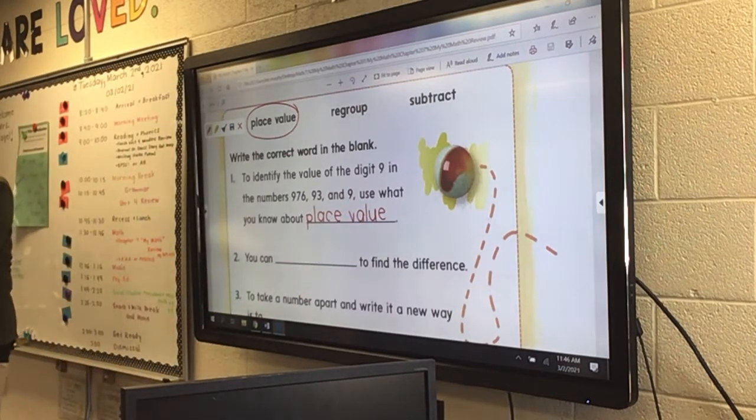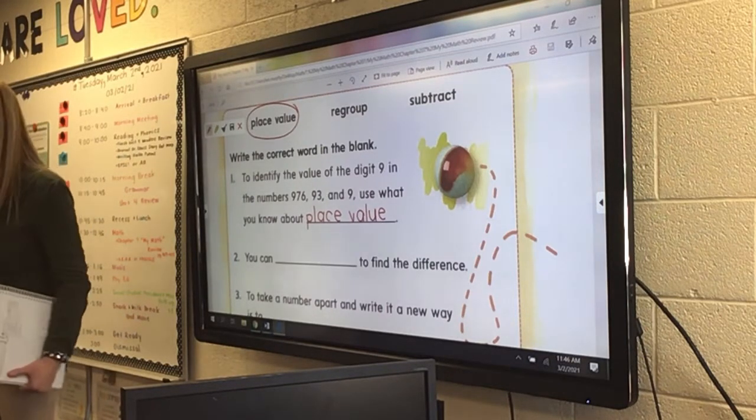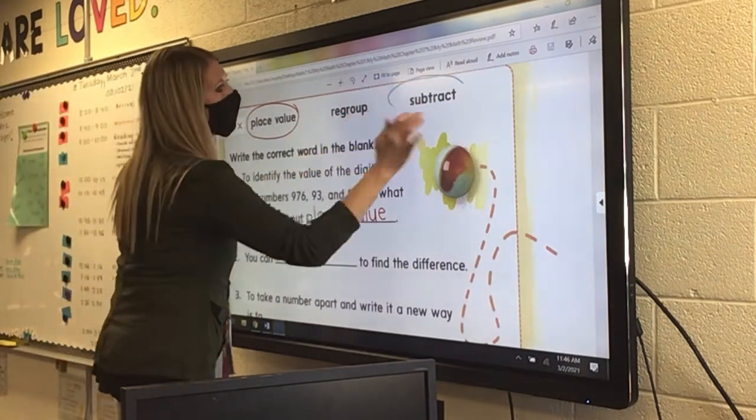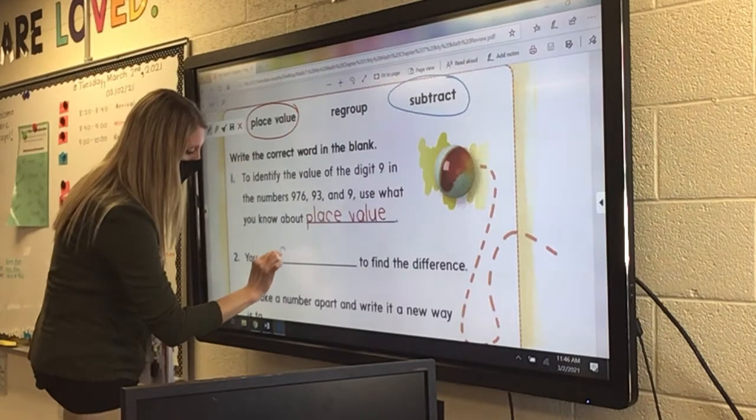Number 2. You can blink to find the difference. So we're finding the difference. What are we doing, Addie? Subtracting. Good. Whenever we subtract 2 numbers, the answer is always called the difference. So we are finding the difference. So we are subtracting.